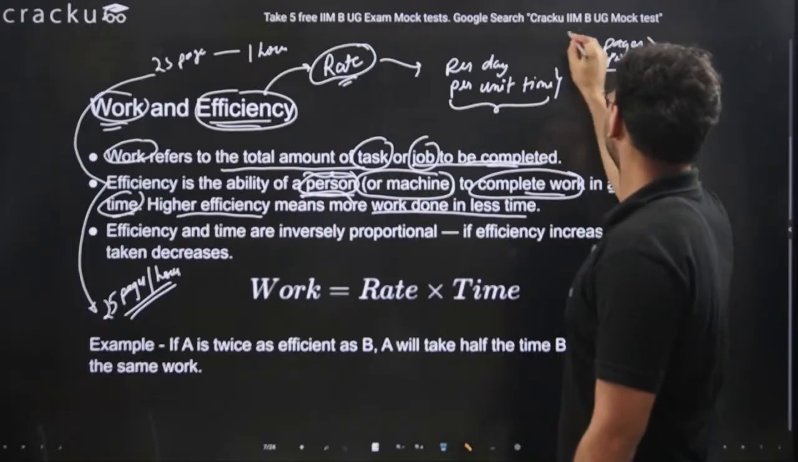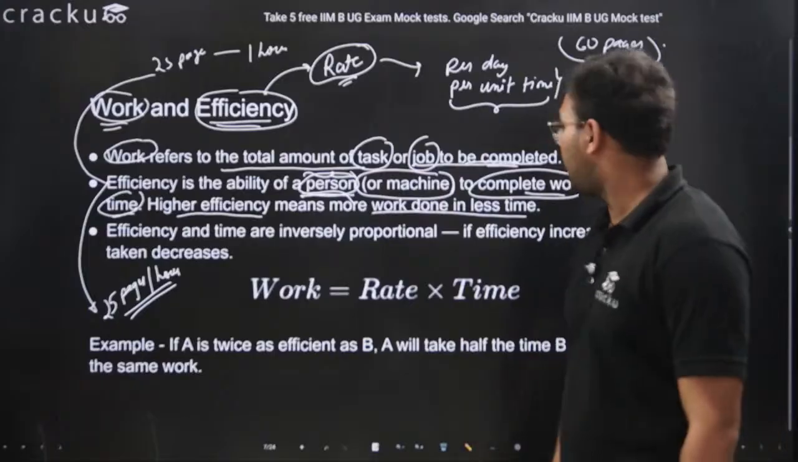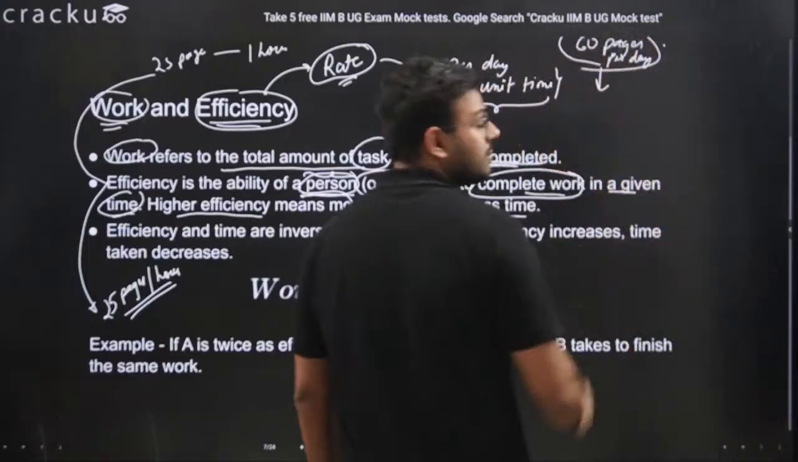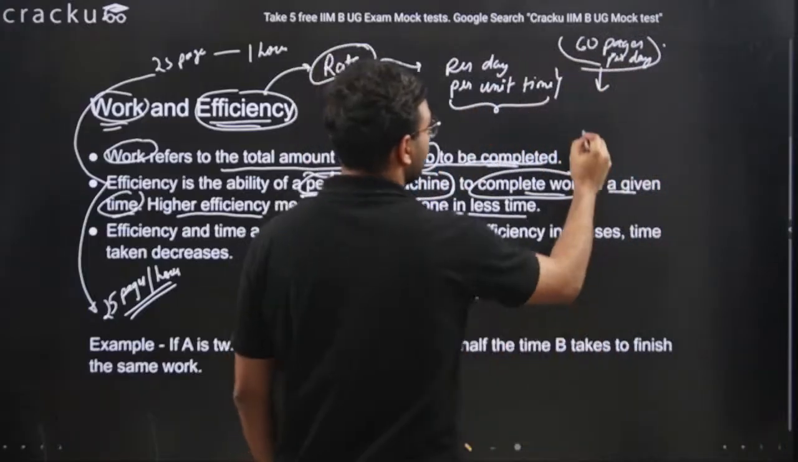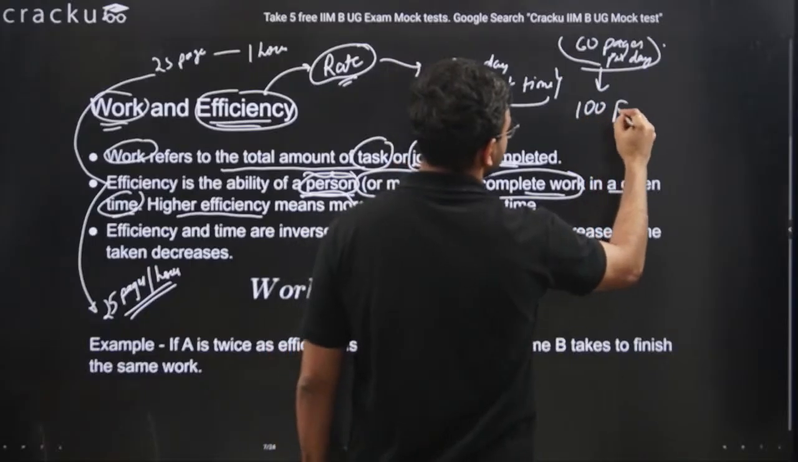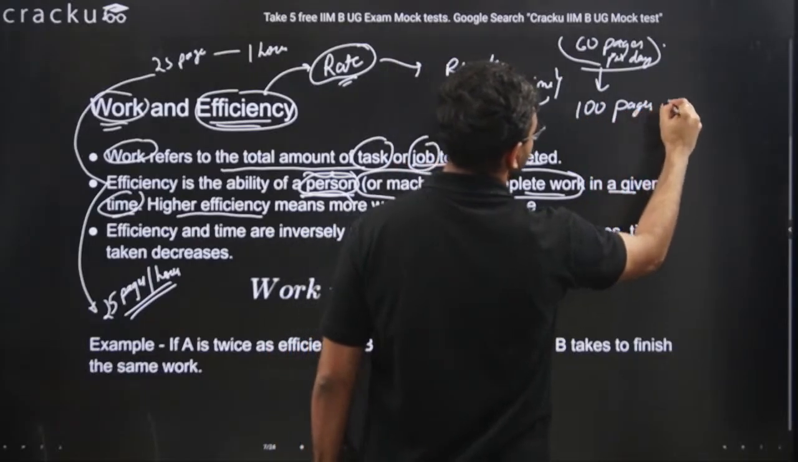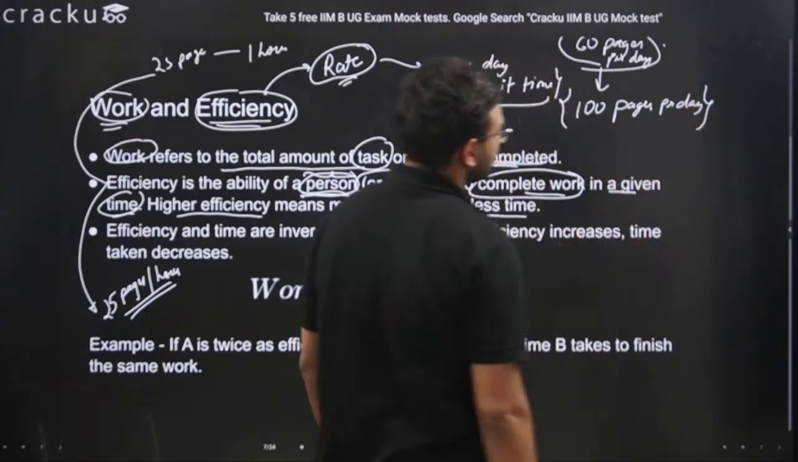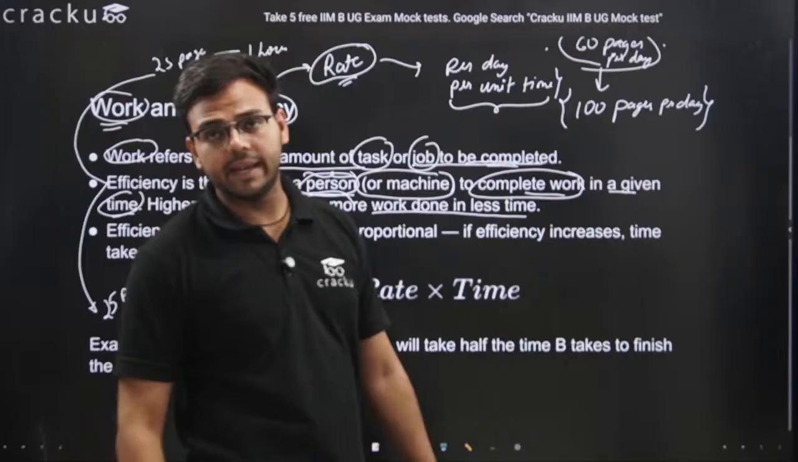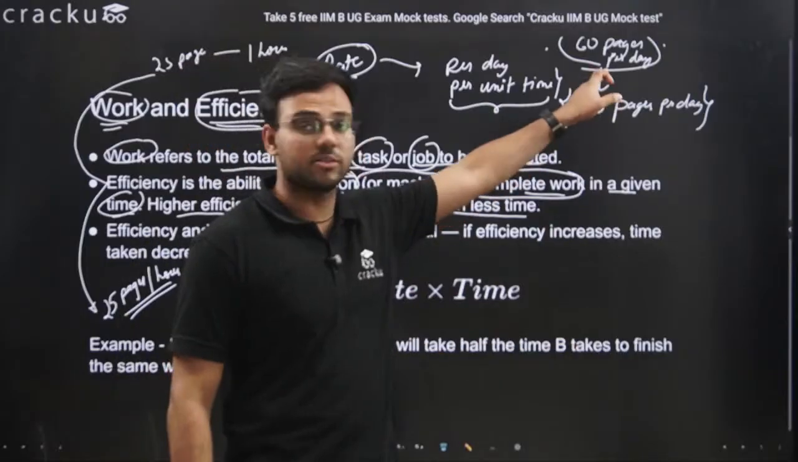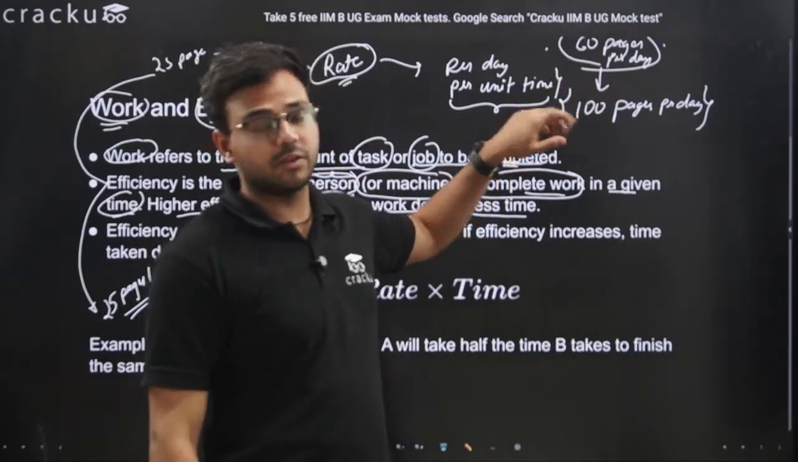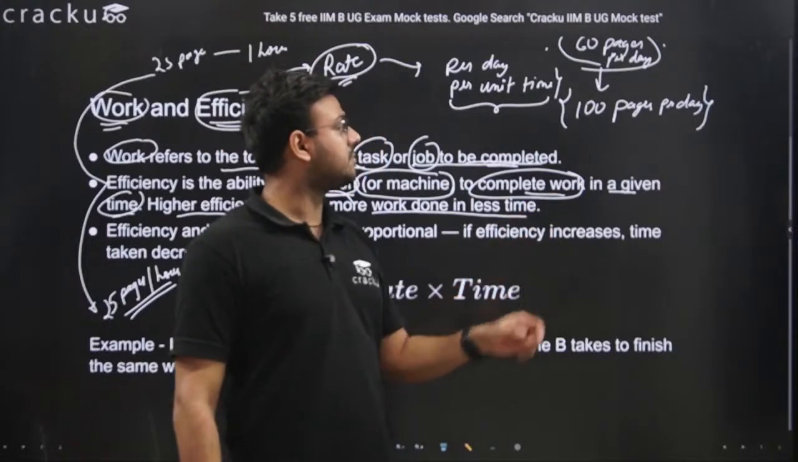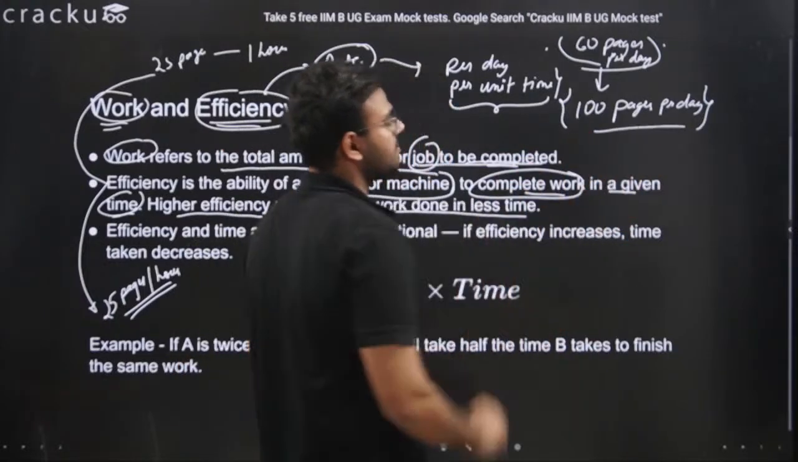But let's say, instead of the 60 pages per day, you got some extra time as well, and you started reading at 100 pages per day. Instead of the 60 pages per day which you were reading initially, you increase your efficiency. This is your efficiency. 60 pages per day is your efficiency. Instead of 60 pages per day, you started reading at 100 pages per day.